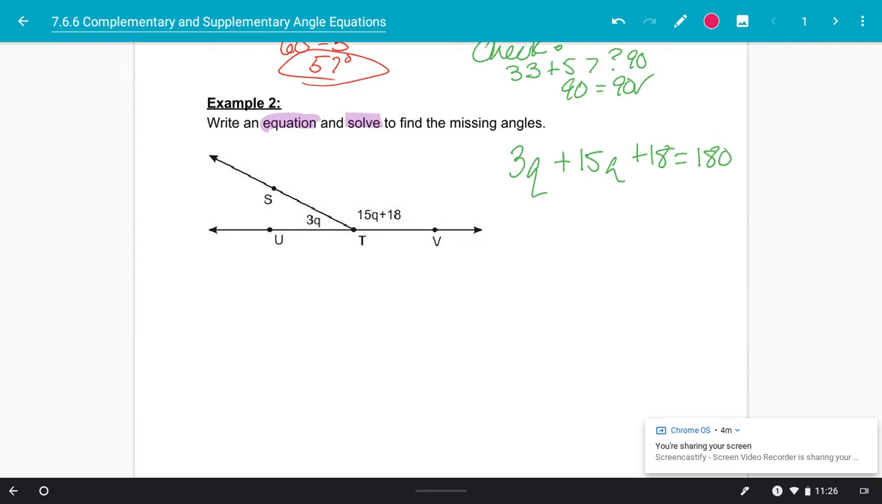So we've written our equation. Now we're ready to combine like terms before we start solving. So 3q plus 15q is going to give us 18q. Bring down everything else. Now we're ready to solve.